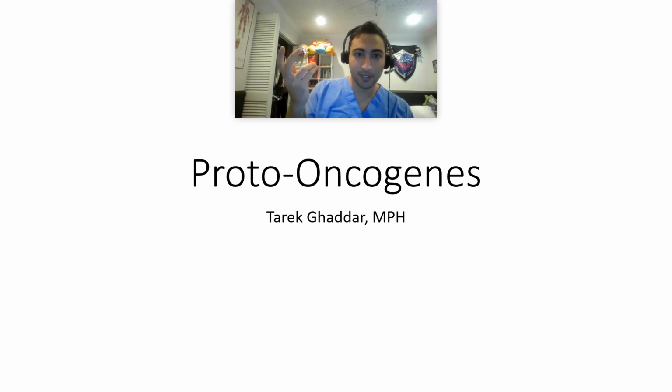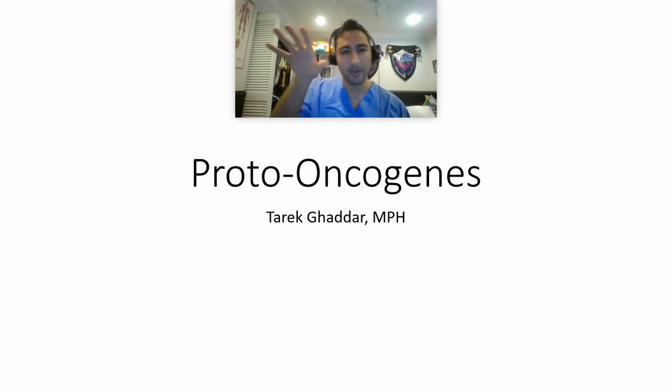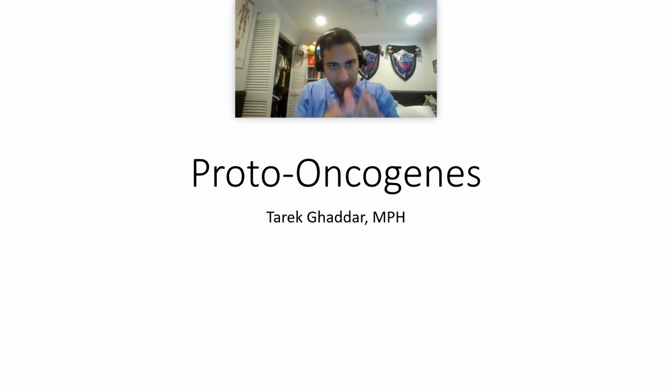Whereas tumor suppressor genes are genes that naturally in our body tamp down the growth and dividing of cells in our body, proto-oncogenes are like a gas pedal, right? The tumor suppressor is the brake, the oncogene is the gas pedal, all right?